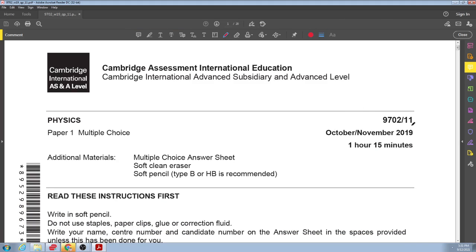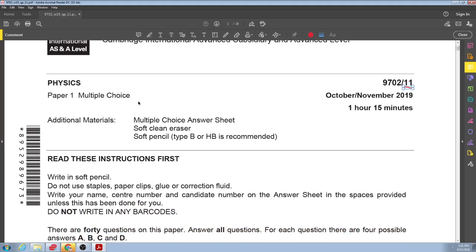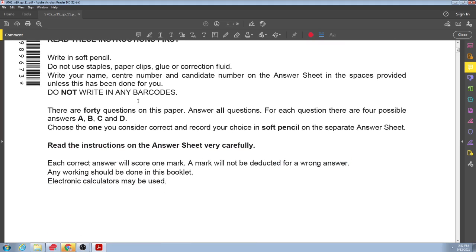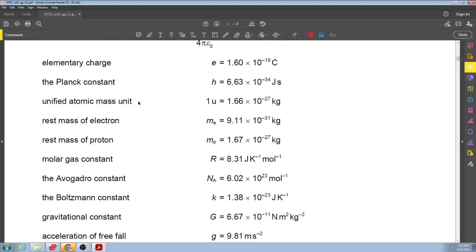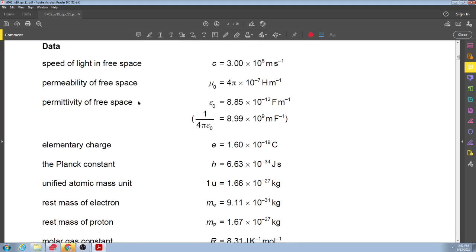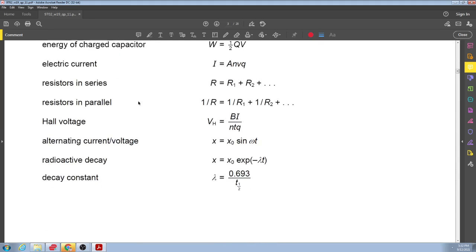October-November 2019 paper 119702, and the total time for this paper is 1 hour and 15 minutes, and it is multiple choice. The rest of the instructions you can see here. These are some data constant values, and after that you have the formulas here.